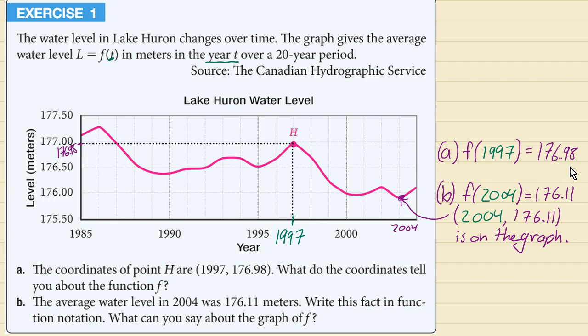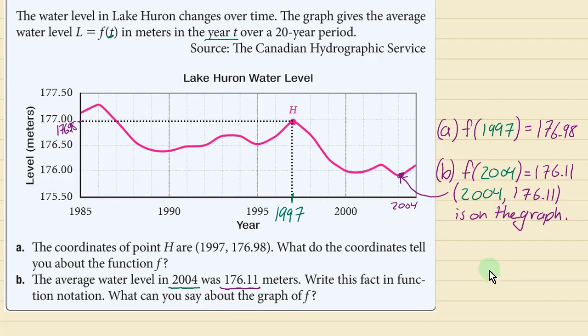So we also have this one, f of 2004 is 176.11, because yeah, the input, what goes in the parentheses next to the f, is 2004, and the output is the water level, that is the result on the other side of the equals, and it also means that this point is on the graph. That's what it tells you about the graph. 2004, 176.11 is on the graph.